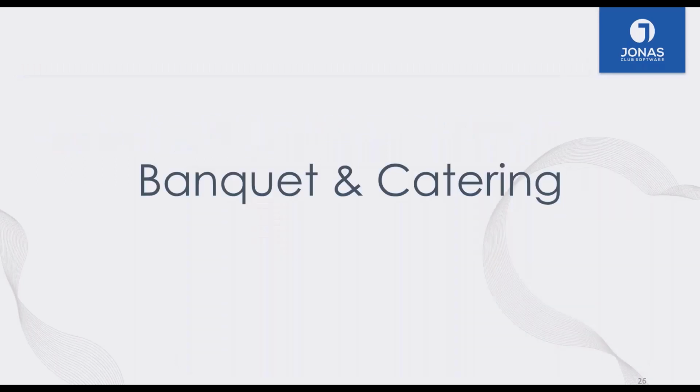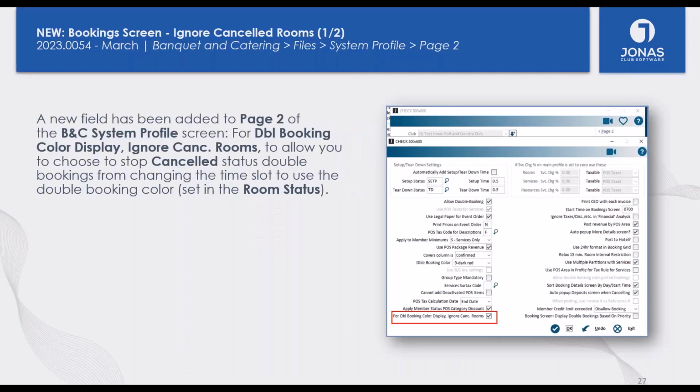Now moving into banquet and catering. First up, we have an option here on the system profile of banquet and catering. You have the option to flag this feature that's called double booking color display, ignore canceled rooms. So what that means is if you have any canceled room statuses, for example, that will not be considered in that logic for double booking.